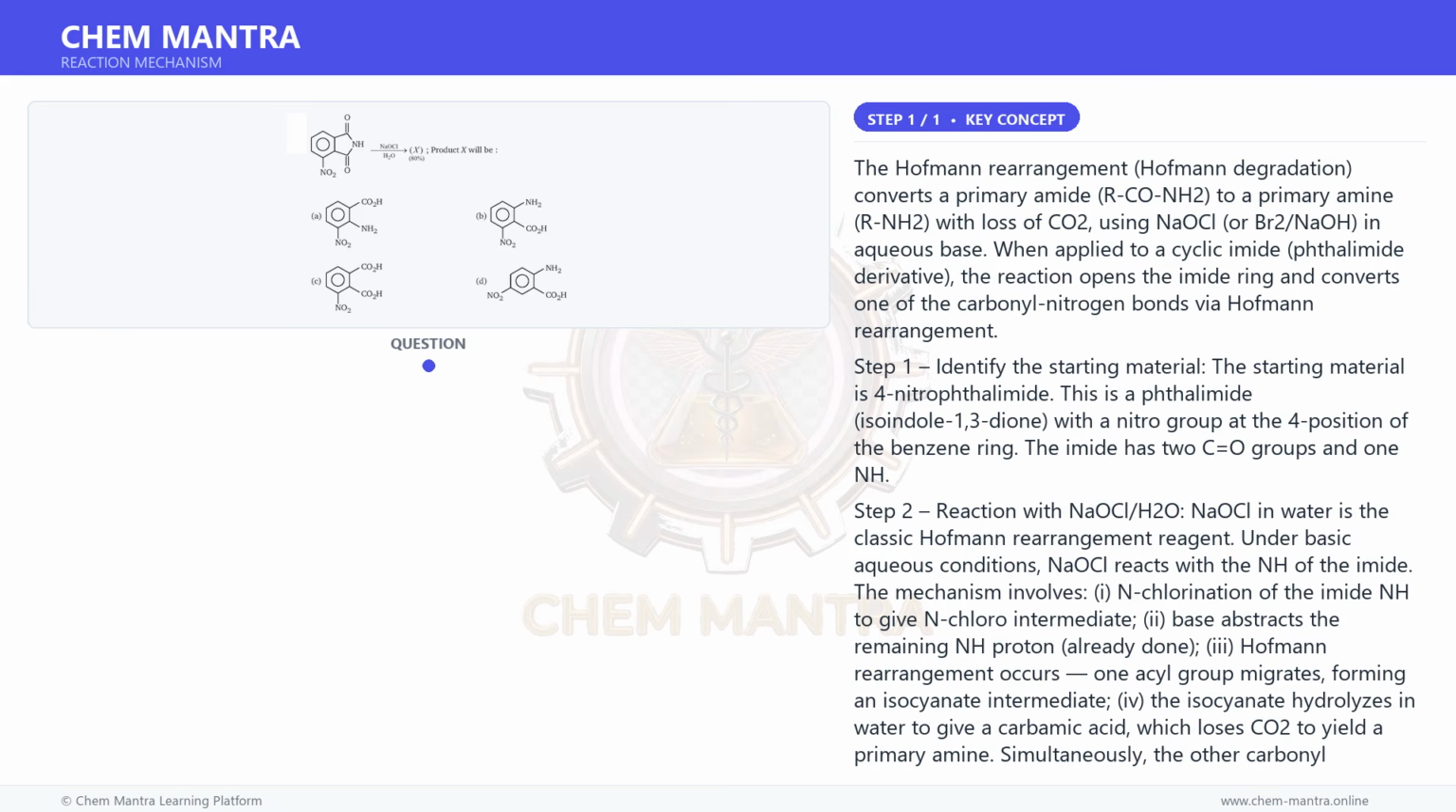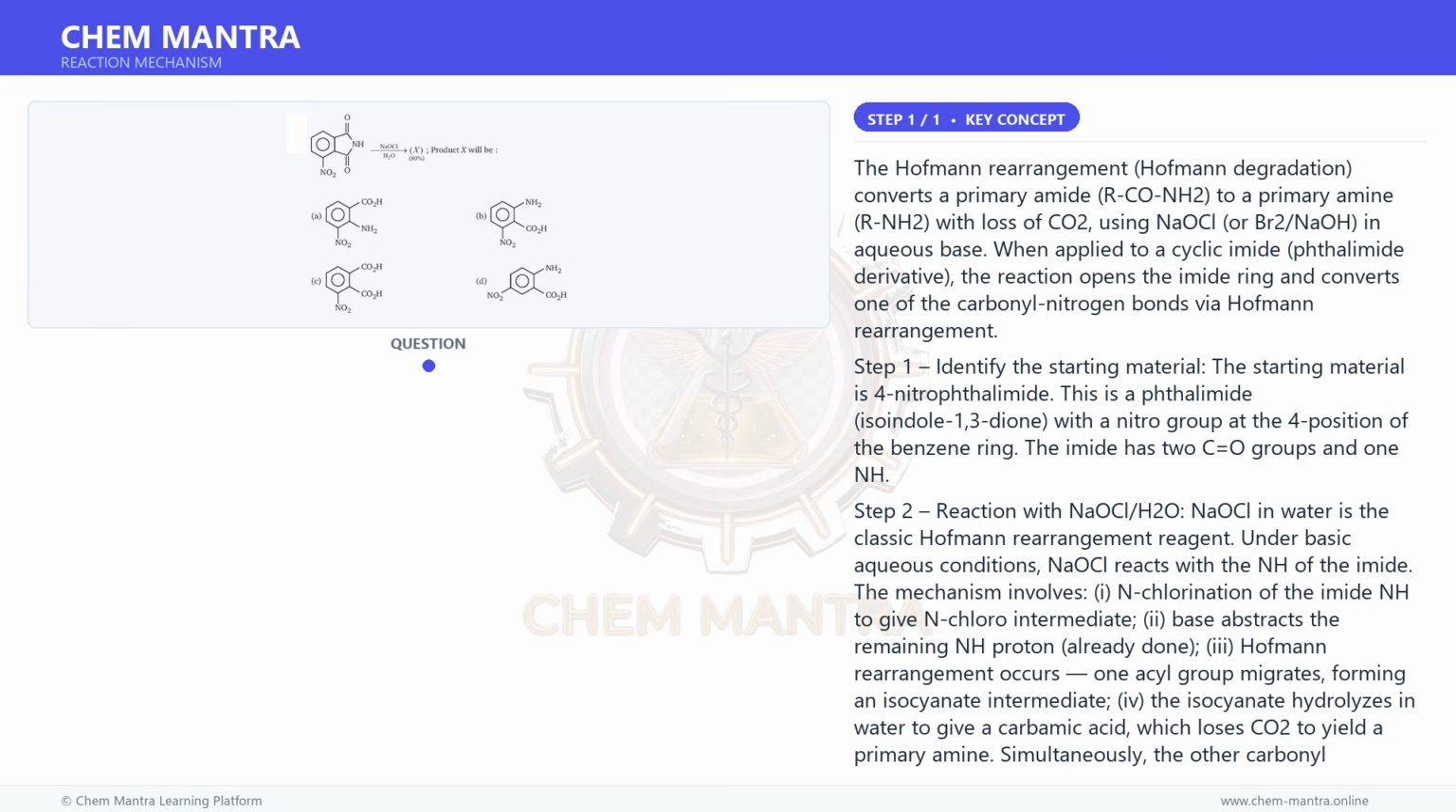Step 2. Reaction with NaOCl, H2O. NaOCl in water is the classic Hofmann rearrangement reagent. Under basic aqueous conditions, NaOCl reacts with the NH of the imide. The mechanism involves: 1. N-chlorination of the imide NH to give an N-chloro intermediate.